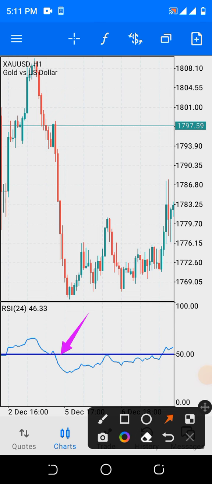Now, when the RSI crosses this 50 line mark, if the crossing is from up to down this way, that is a confirmed sell signal. If the crossing is from down to up, that is a confirmed buy signal. Now, let's go into the main thing.